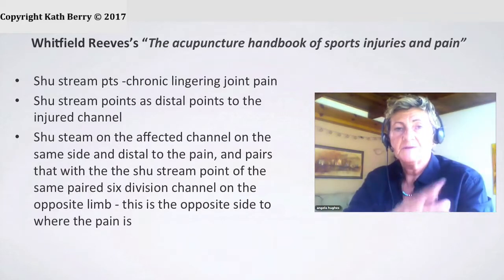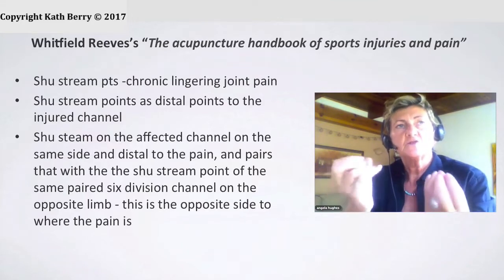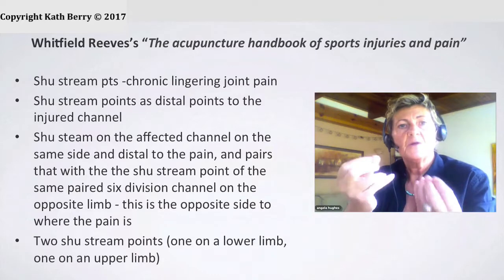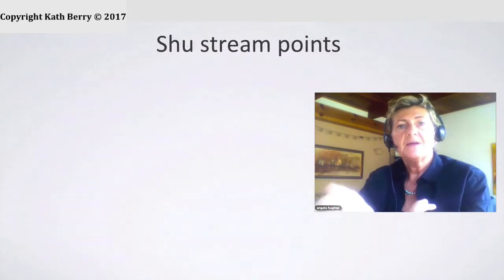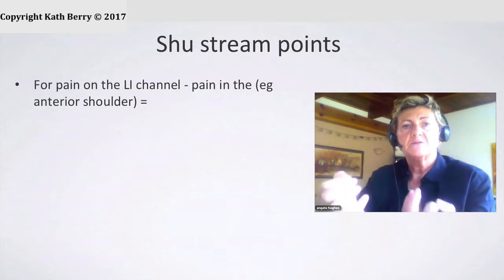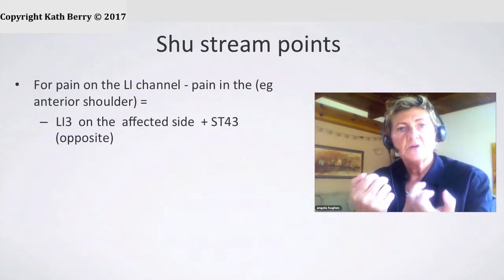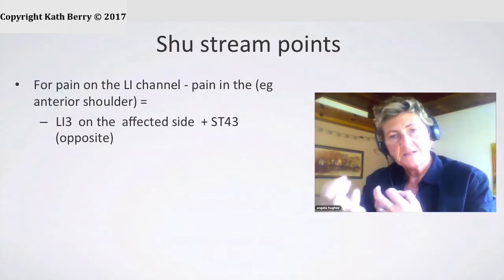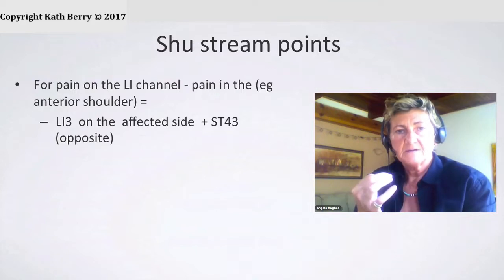It sounds a bit complicated, but I'll give you a couple of examples. So this is the opposite side to where the pain is. This basically means that there are two shu stream points, one on a lower limb and one on the upper limb. For example, if you have pain in the anterior shoulder, on the Large Intestine channel, he would use Large Intestine 3 on the affected side, and then Stomach 43 on the opposite side.